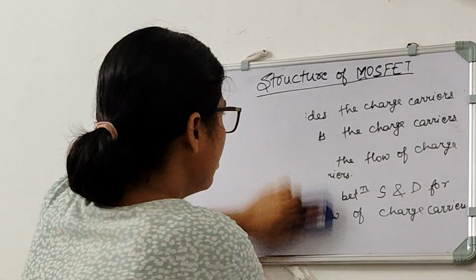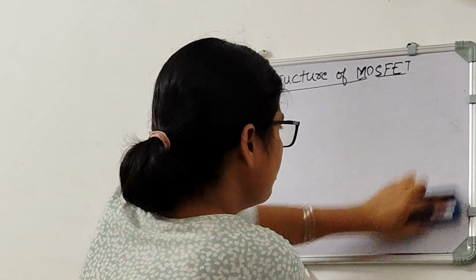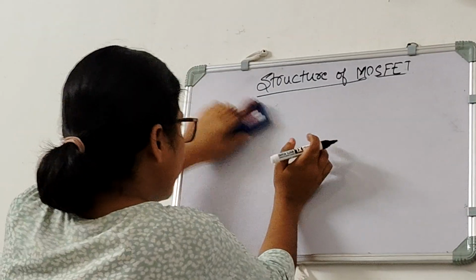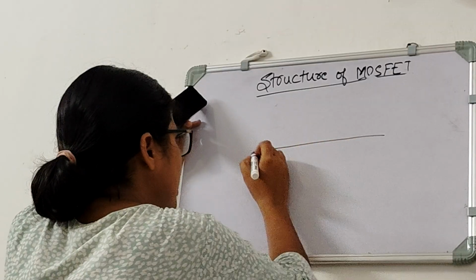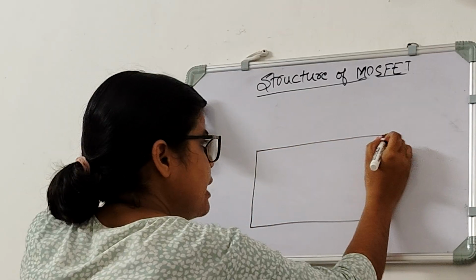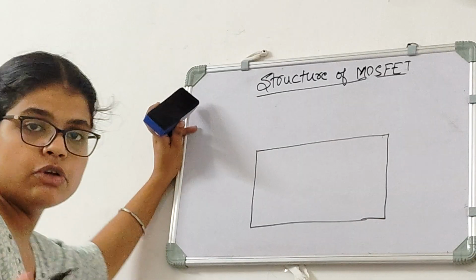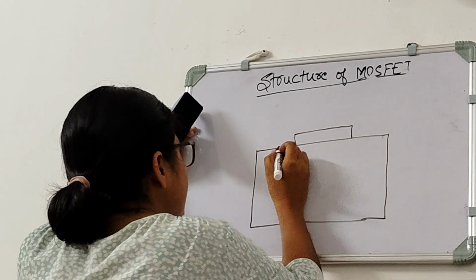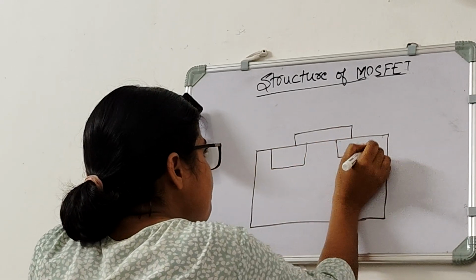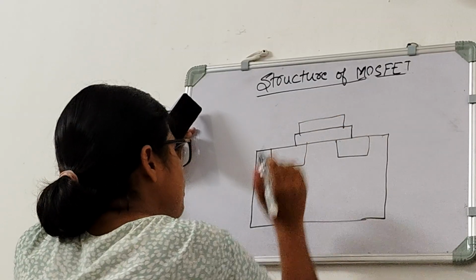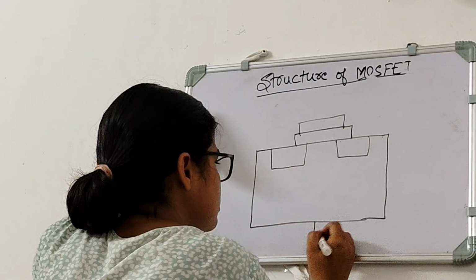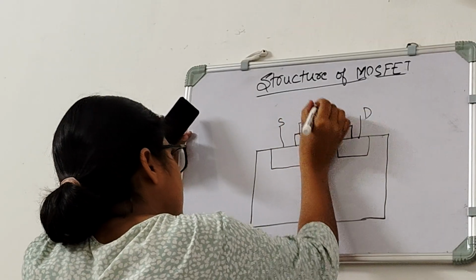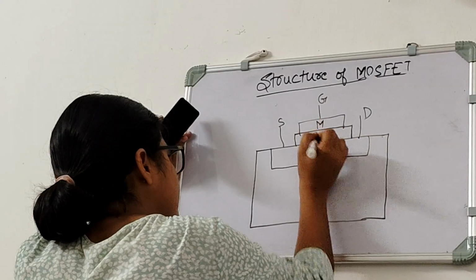Now we will see that in the upcoming videos when we will study the N channel depletion type MOSFET, P channel depletion type MOSFET and other MOSFETs. First let me draw this figure, then I will say. Okay, so this is body, this is source, this is drain and this is gate, and this is metal, this is oxide, this is semiconductor.